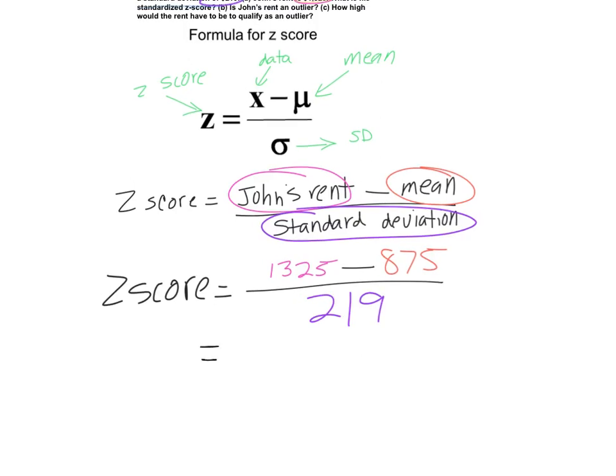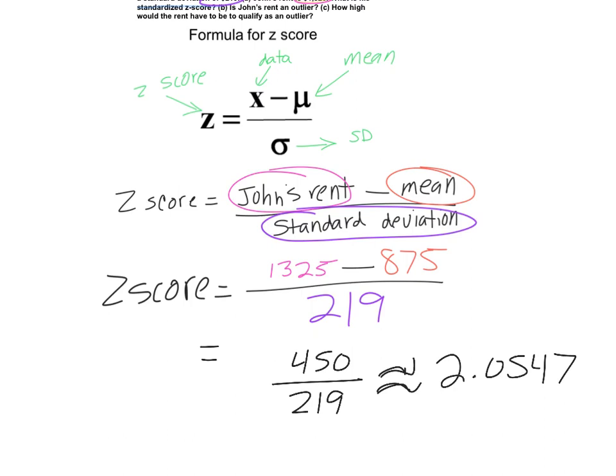So if I subtract on the top, that is going to give me 450, divided by 219. If you put 450 divided by 219, you get a pretty crazy decimal. This little squiggly equal sign is another way of saying approximately. So it's like 2.0547, and it goes on and on and on.